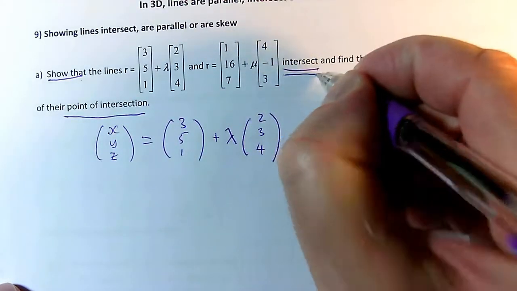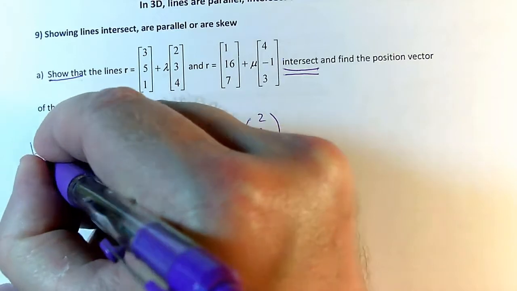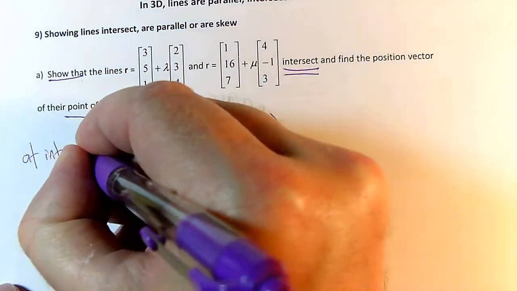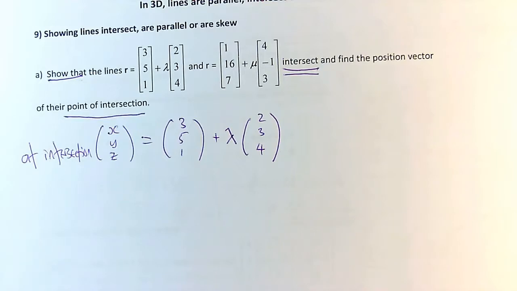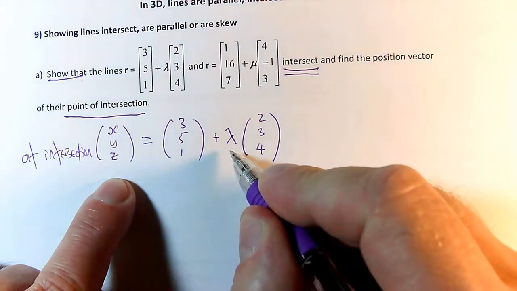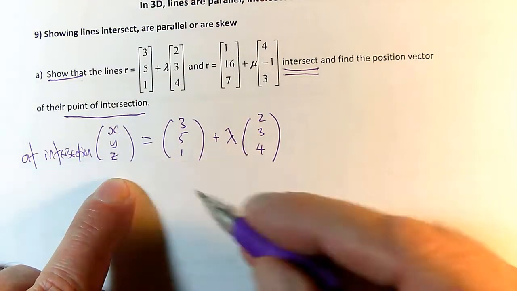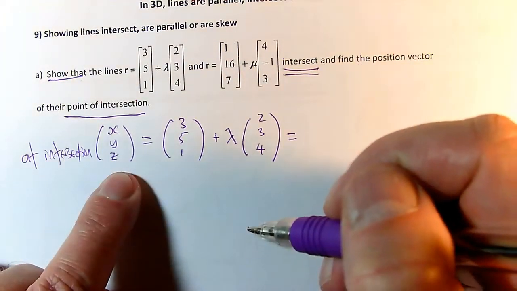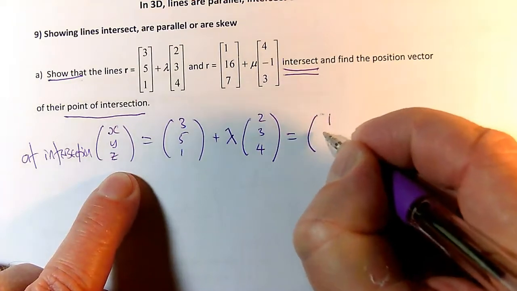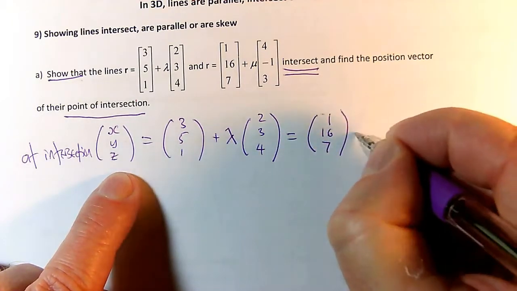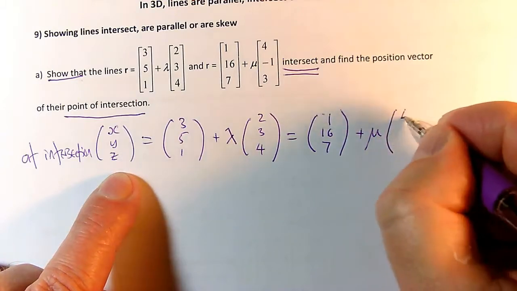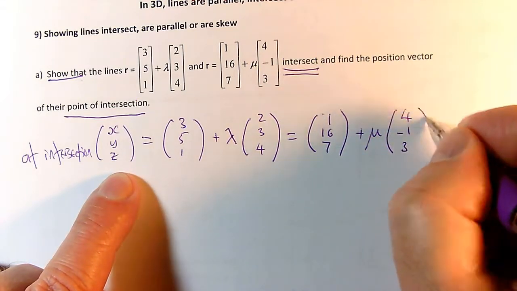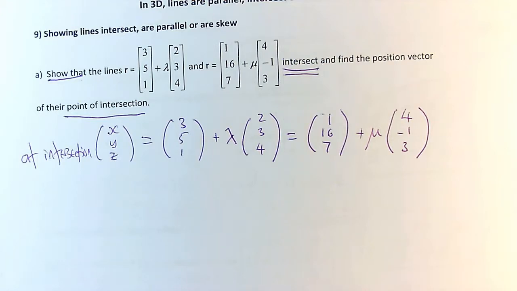But if they intersect, at the point of the intersection, if there is one, the two points that are generated, the x, y, z's, have to be the same outcome. So if this is the point of intersection, there is a lambda that I can shove in that generates that point. And there has to be a mu that I can shove into this one that generates the same point. So I need to be able to get the same answer by doing (1, 16, 7) plus some value of mu times (4, -1, 3). So the question becomes, is this possible? And if it is possible, what is the point?